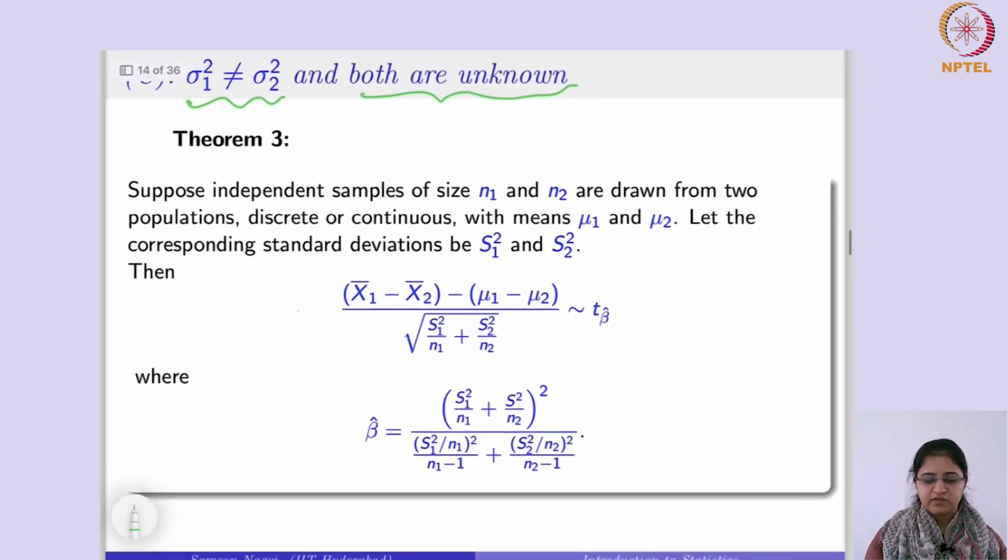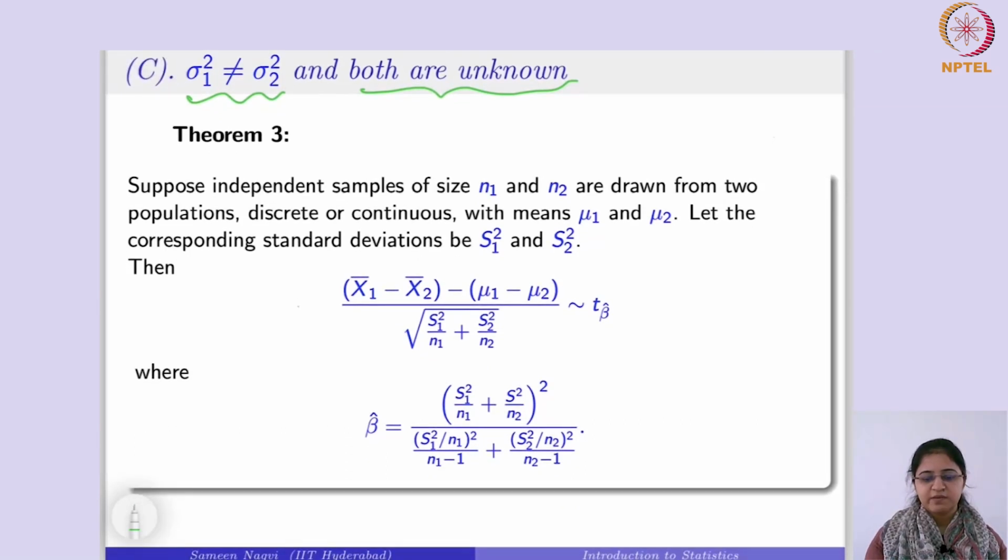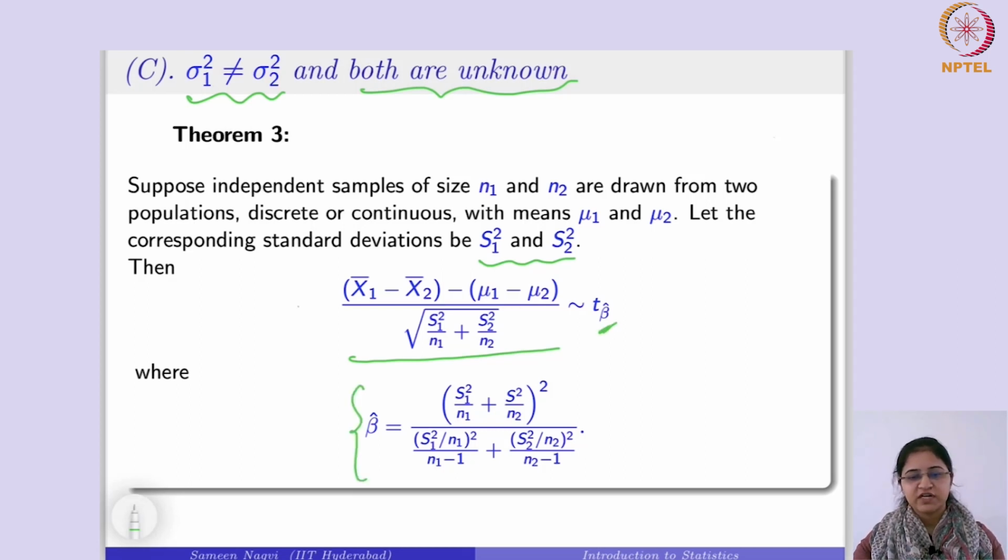So if you are given this information that independent samples of size n1 and n2 are drawn from two populations with means mu1 and mu2, and their corresponding variances are sigma 1 square and sigma 2 square, then this quantity over here is going to follow t distribution with beta hat degrees of freedom, where beta hat is what we have just defined in the lemma. Okay, the same thing is coming here.